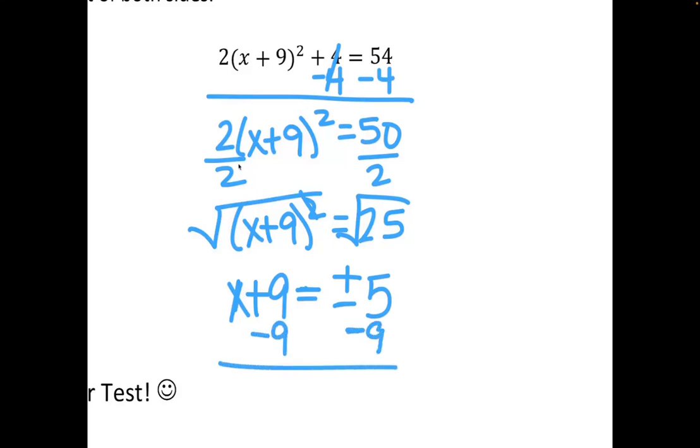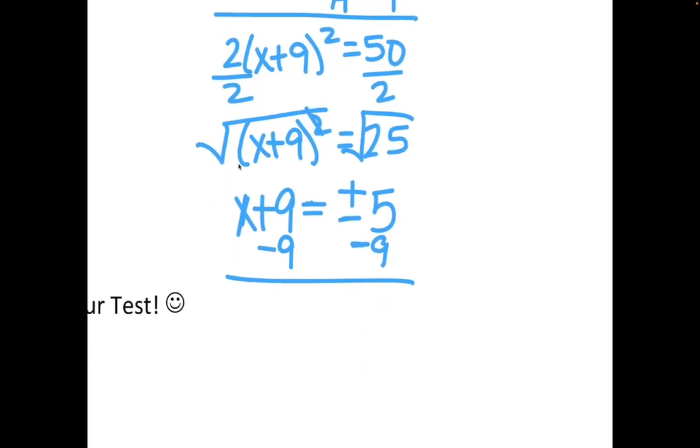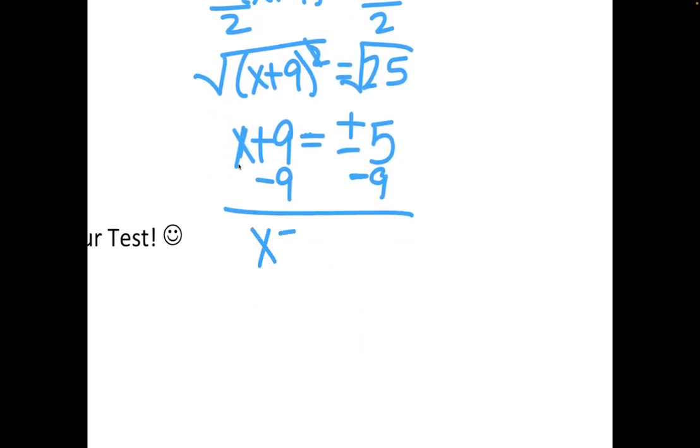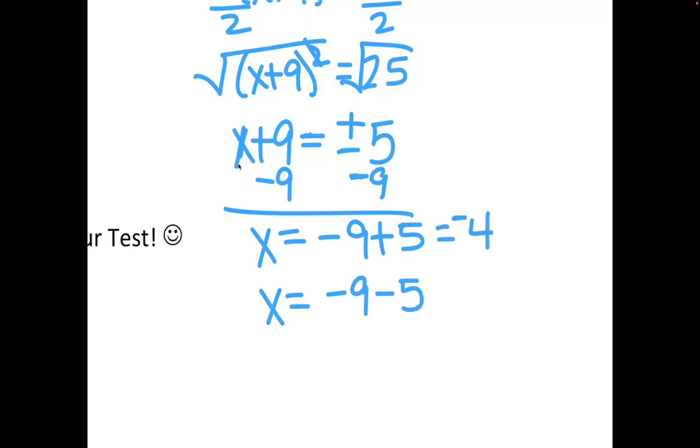So move my 9. Now remember, this is in fact two math problems. We have x equals negative 9 plus 5 and x equals negative 9 minus 5. So negative 9 plus 5 is a negative 4. Negative 9 minus 5 is a negative 14.